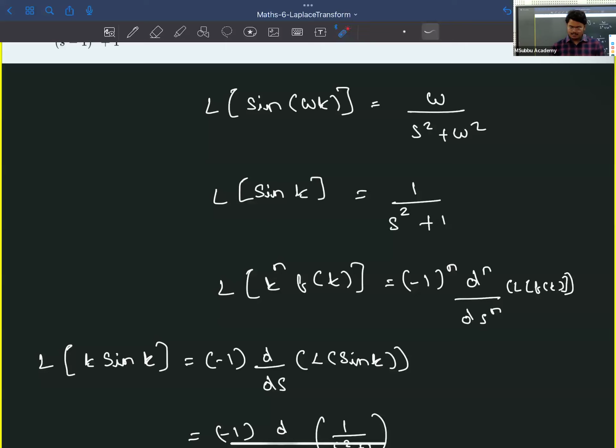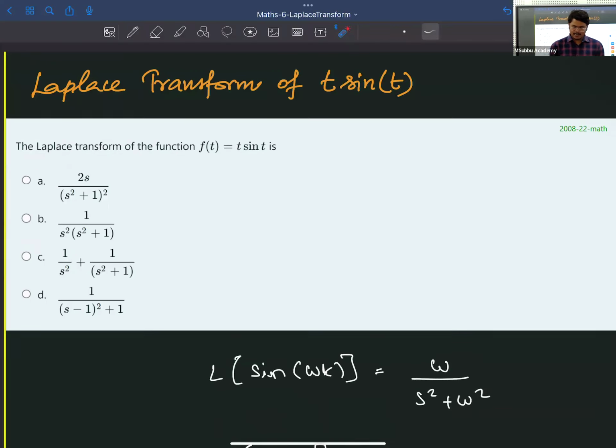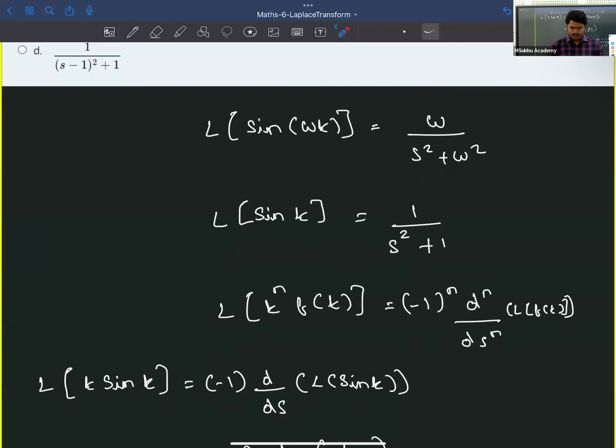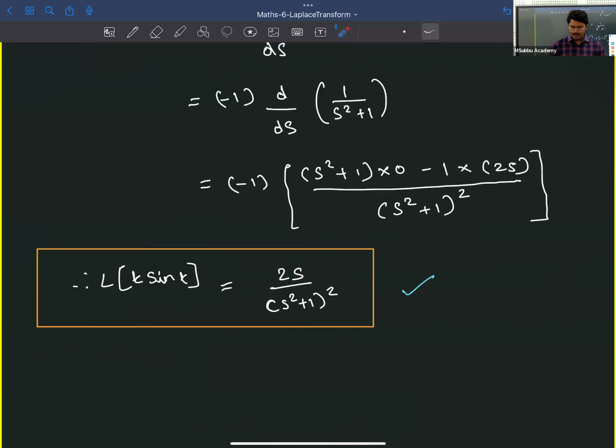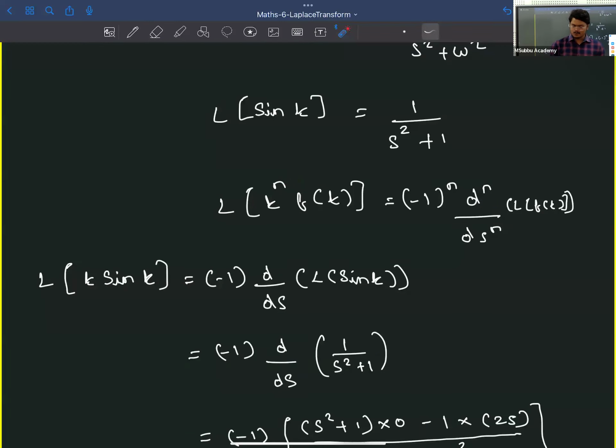So this is another identity of the Laplace transform. When you have the form t power n into f of t, the Laplace transform will be minus 1 whole power n into d power n by ds power n of the Laplace transform of that particular function f of t. Now if you see, t into sine t is in that form. So t power n is t, so n will be 1. So directly substitute 1 here.